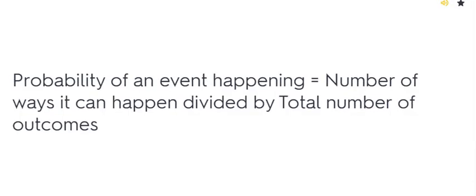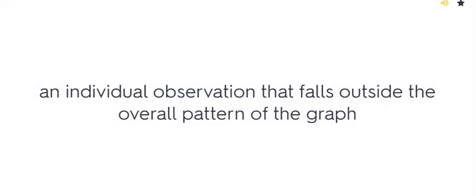Probability. Probability of an event happening equals the number of ways it can happen divided by the total number of outcomes. Outlier. An individual observation that falls outside the overall pattern of the graph.